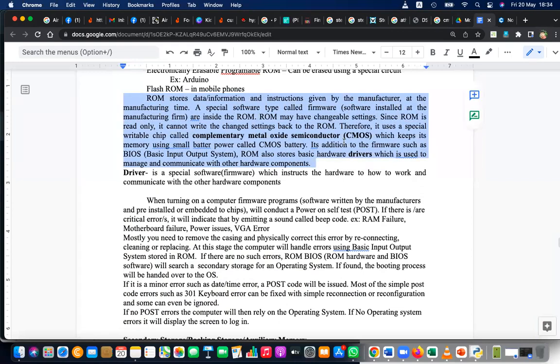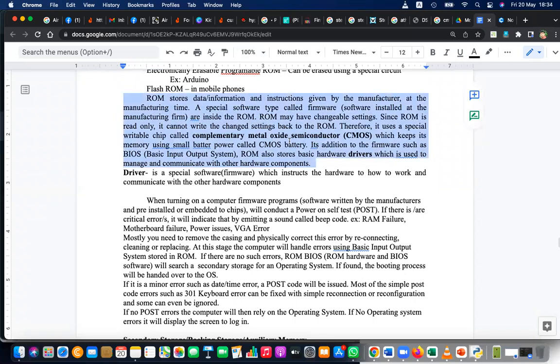What happens if this battery drains, if this battery dies? All the memory will be vanished. Memory or the settings? Memory will be there because it is read only, right? But the settings will be erased, right? Memory will be there, settings will be erased.